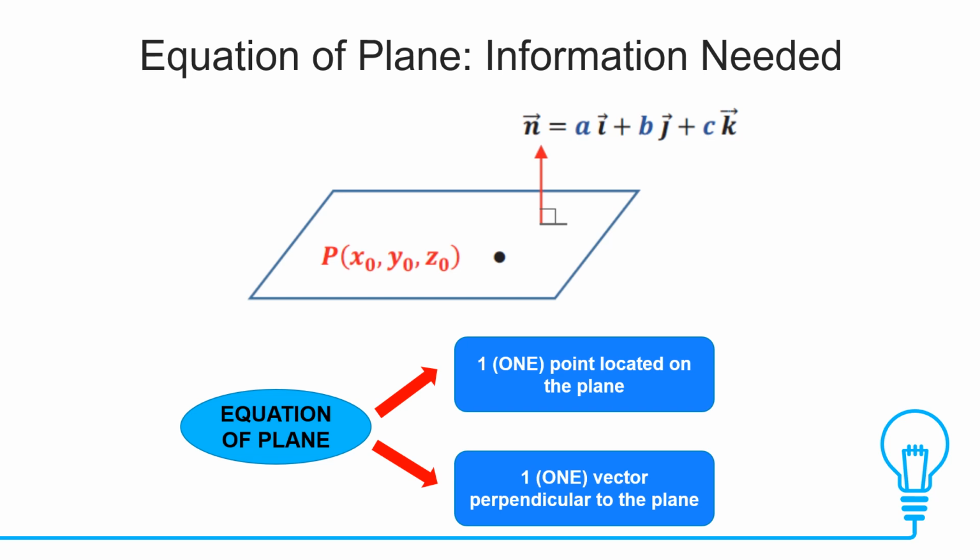For the summary, if we are asked to produce one equation of plane, basically we need to have two things. The first one is we need to have one point located on the plane, and the second one is we need to have one vector that is perpendicular to the plane.